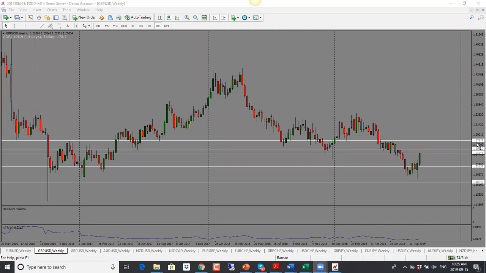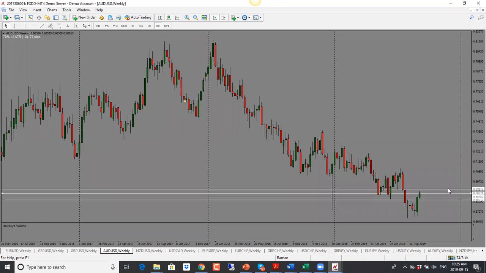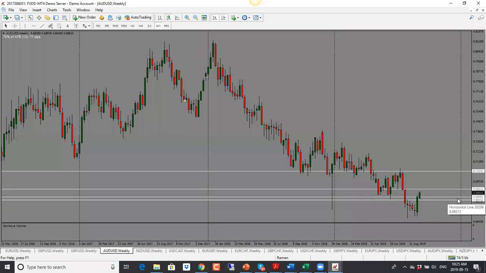1.2600 is the first target, 1.2780 is the second target for pound dollar. Aussie dollar is also looking bullish here. We are getting close to a resistance level, so watch out for 0.6920, but bias is bullish. Next target 0.6920 and then 0.7060. So Aussie dollar is bullish as well.